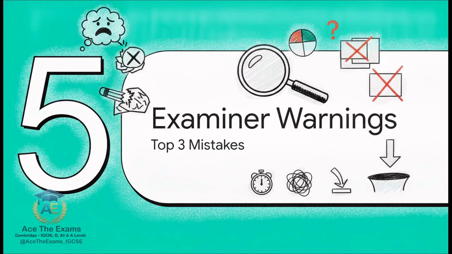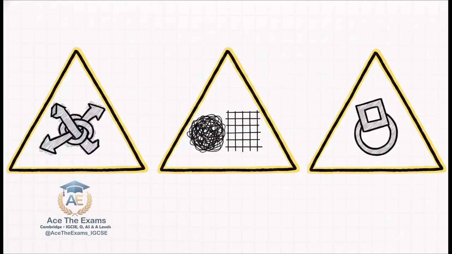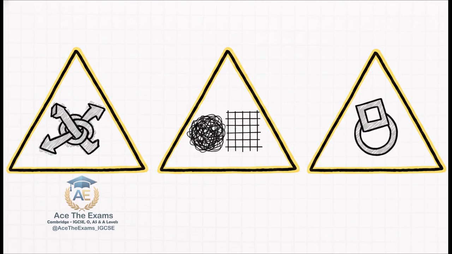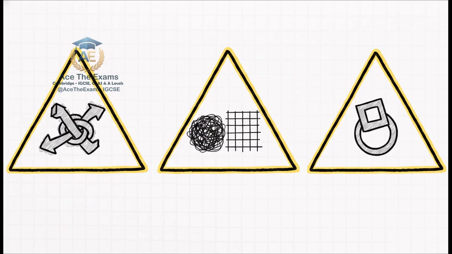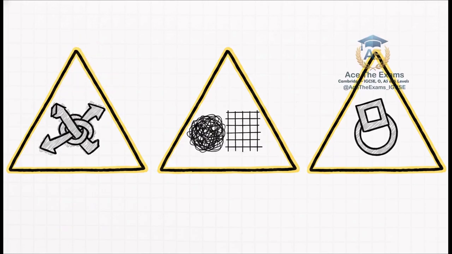Now, we need to have a very serious conversation. Section 5, Top Examination Warnings. We spent a lot of time talking about what to do, but it's equally important to know exactly what bad habits will instantly sink your score. These insights are pulled directly from the Cambridge Principal Examiner reports. Here are the top 3 traps you absolutely must avoid.